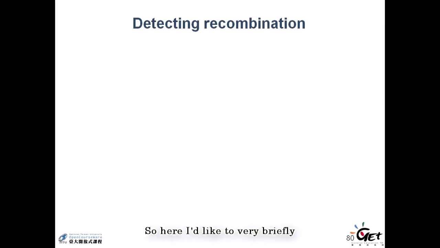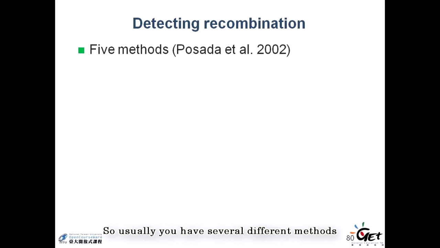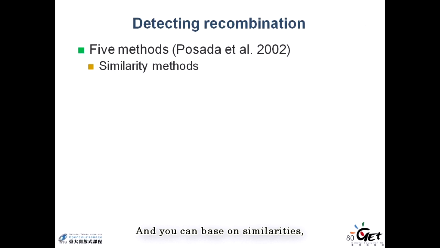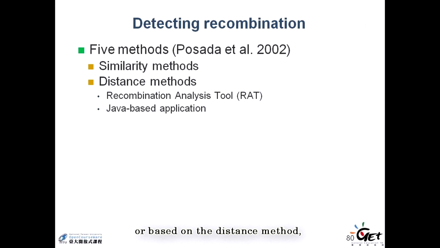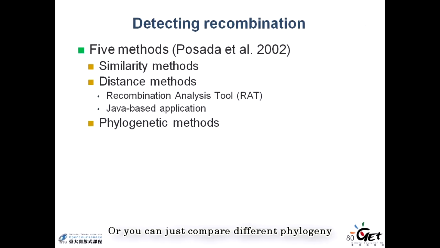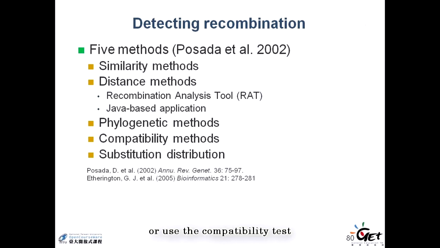So here I'd like to very briefly show you how to detect recombination, which is also quite common if you are studying viruses, for example. Usually you have several different methods to detect if a particular sequence has recombination. You can base it on similarity, just on whether they are similar to each other, or on a distance method called a recombination analysis tool, which I will show in a minute. Or you can compare different phylogenies or use the compatibility test to see if they have different recombinations.